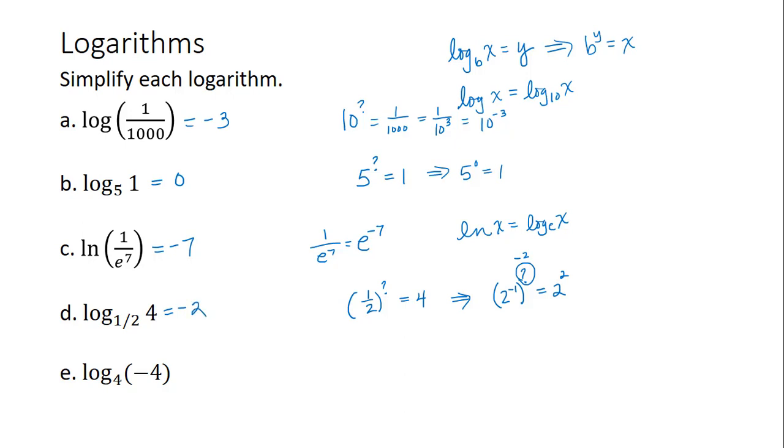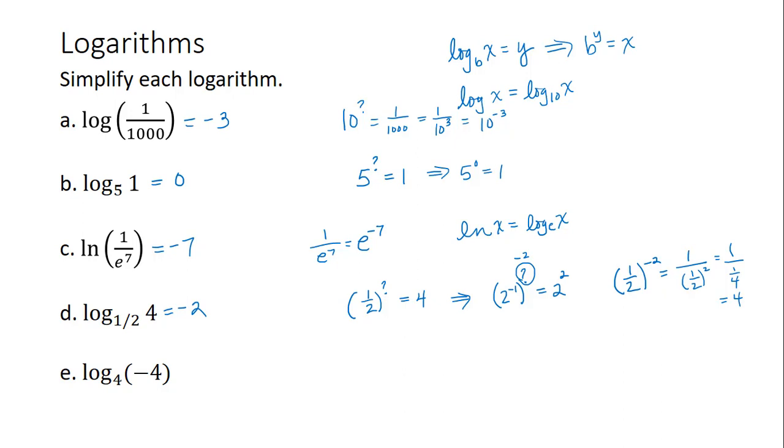And again, you can check. Think about 1/2 to the negative 2. And 1/2 to the negative 2 is really equivalent to 1 over 1/2 squared, which is 1 divided by 1/4. When I multiply by the reciprocal, I get 4.